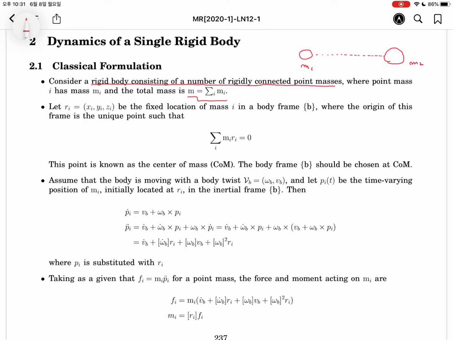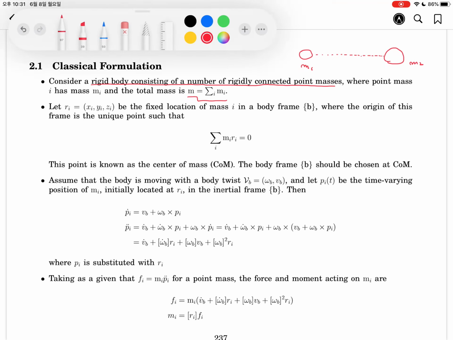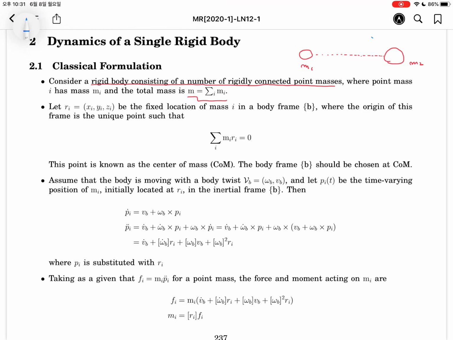of the position of M1 and M2, we should assign a frame. So let me assign a frame here. This is the x-axis, y-axis, and z-axis. Let's assume that this is the body frame. Let's assign location vectors. They are denoted by R1 and R2.